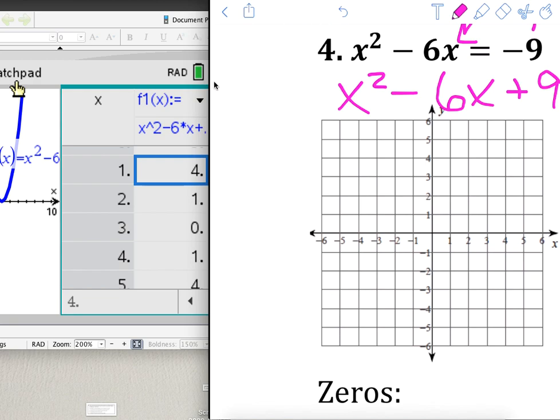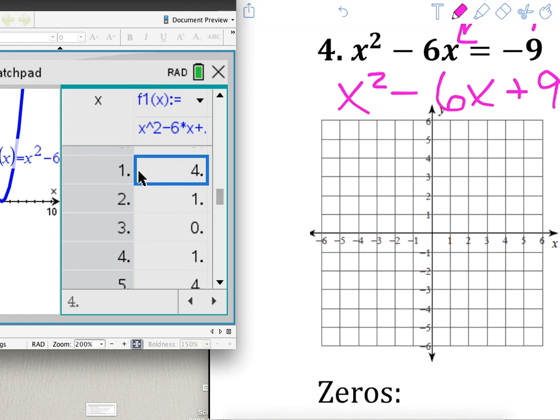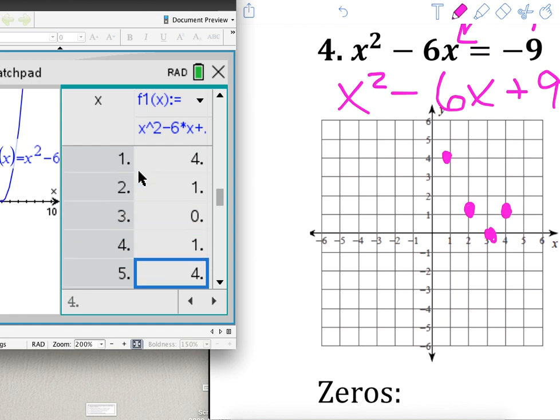fit. Okay, so if I am on this point right here, 1, 4, yep, 1, 4 fits on my graph, so I'm going to graph 1, 4. 2, 1, yep, 2, 1 fits on my graph. Make your dot right here. 3, 0. 4, 1. Oh, there's the mirror point. It's starting to go back up. And if I go down just kind of a little bit, I can see 5, 4 is going to be my last point. 6, 9 would not fit, so I get to stop at 5, 4.